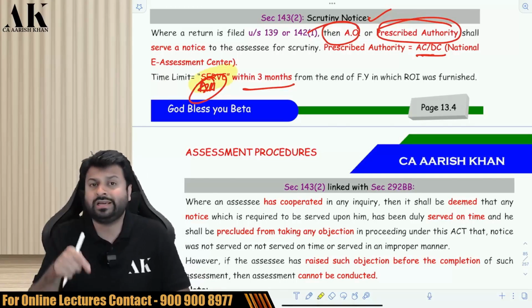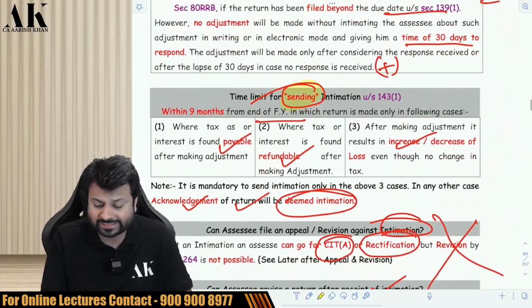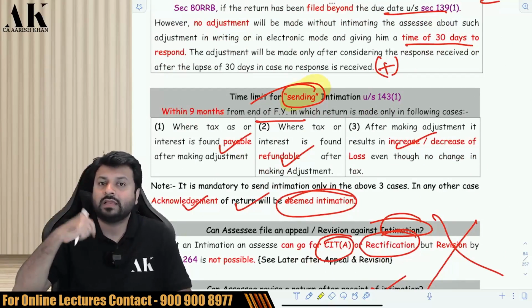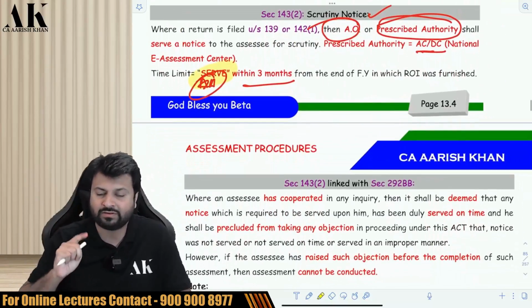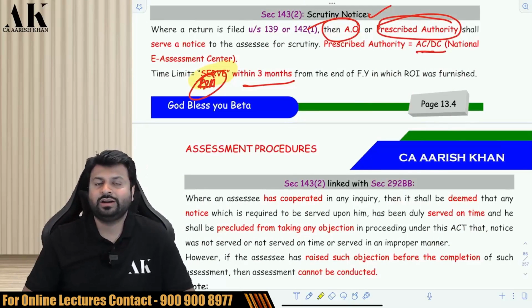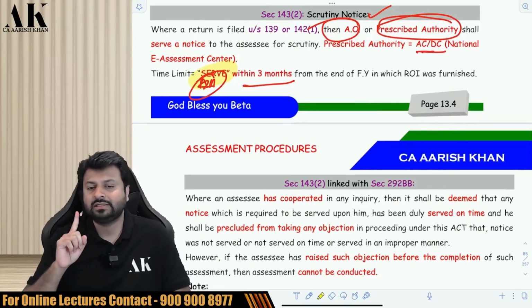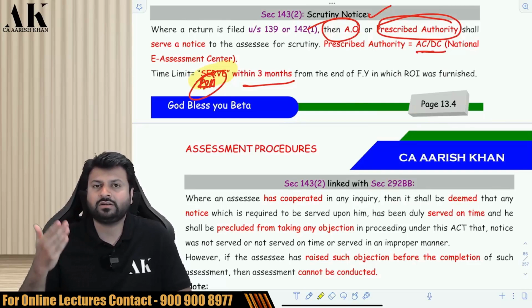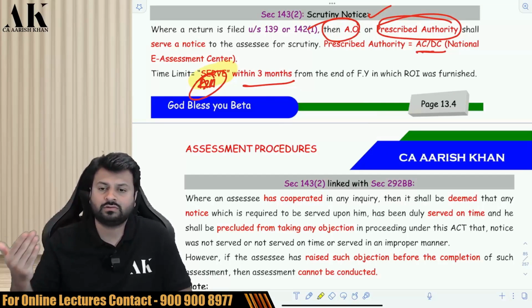The word used over here is serve, but the word used over here is send. Sending means you should send. Serving means the assessee should receive it. There is a great difference between these two words. You need to learn the subject in this manner to understand the nitty-gritties of the subject. Therefore, by 30th of June 2024, you are supposed to serve the notice to the assessee.